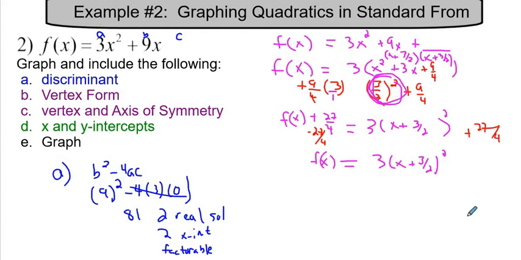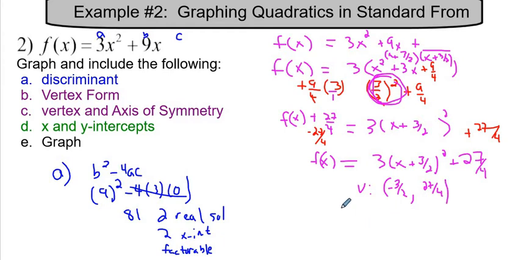Okay, and so that will give us our vertex. And yeah, it's a weird vertex, but of course you can always use a calculator and estimate that as a decimal. That's actually not a bad decimal to use, so just keep that in mind. All right, so the vertex would be negative 3/2, always opposite of h, and then comma 27/4.